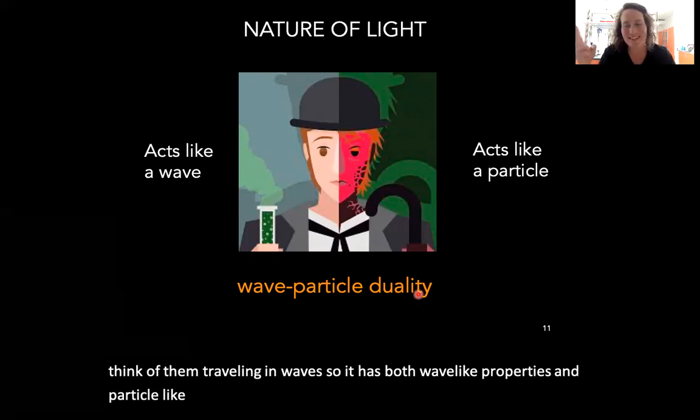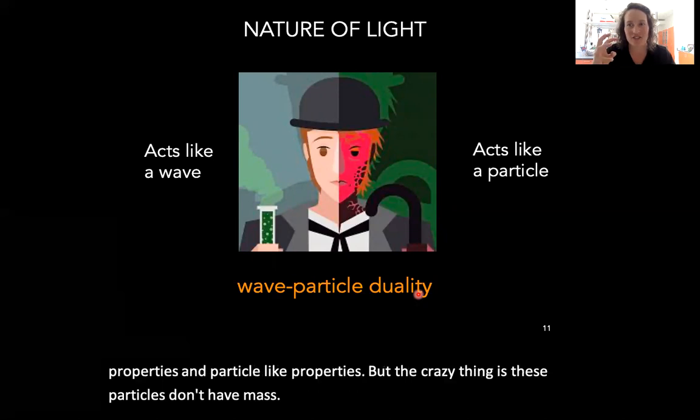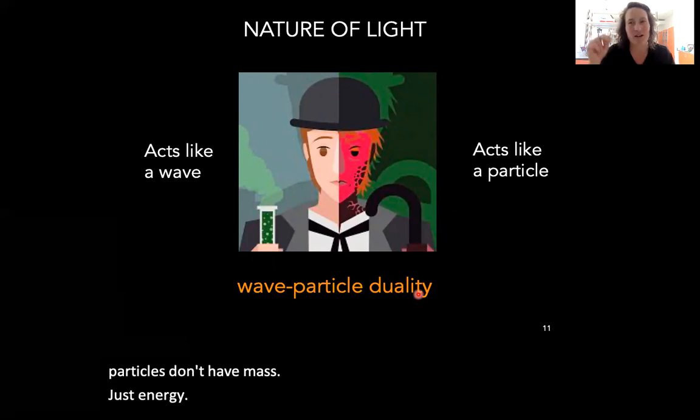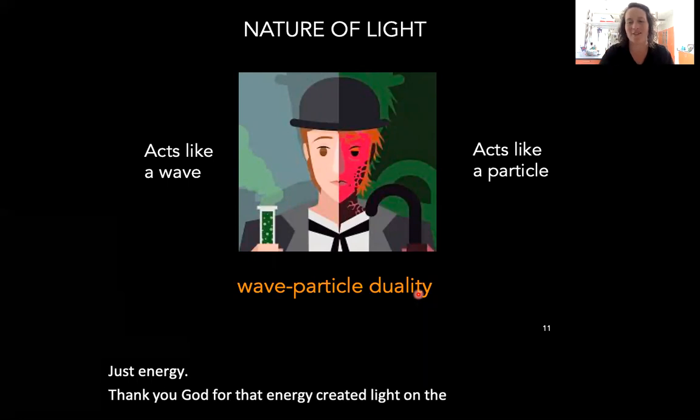But the crazy thing is these particles don't have mass. It's just energy. Thank you, God, for that energy. He created light on the first day. He created all energy on the first day.